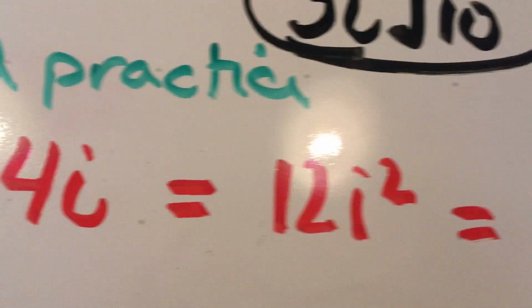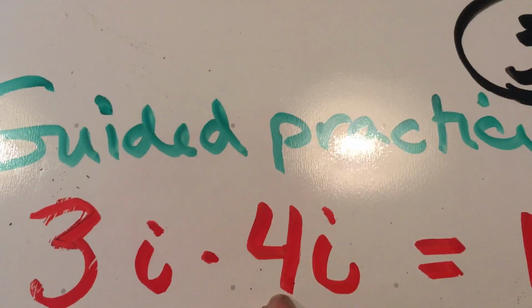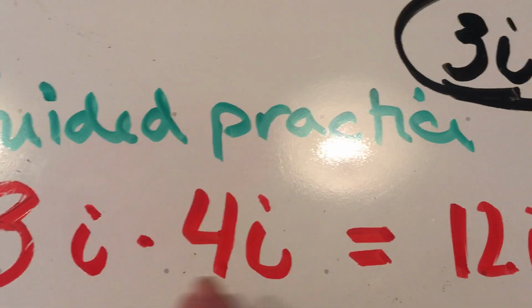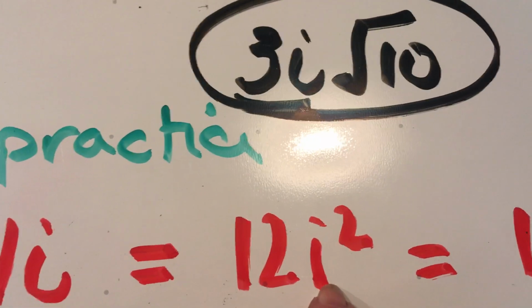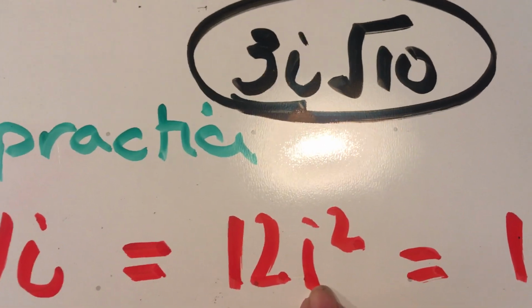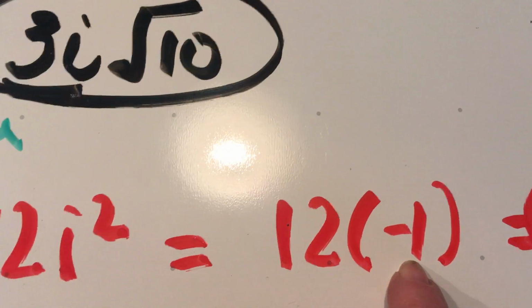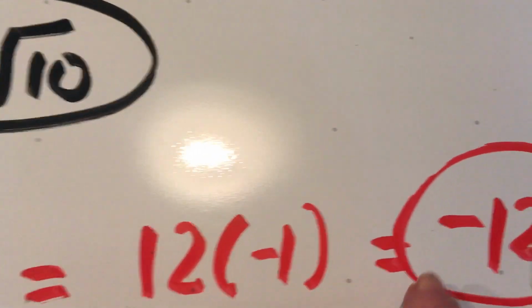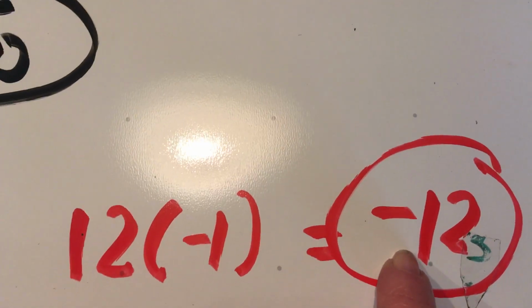Okay, so the 3 times the 4 gives us the 12. i times i is i squared. We know that i squared is the same thing as -1, so we have 12 times -1, which is -12.